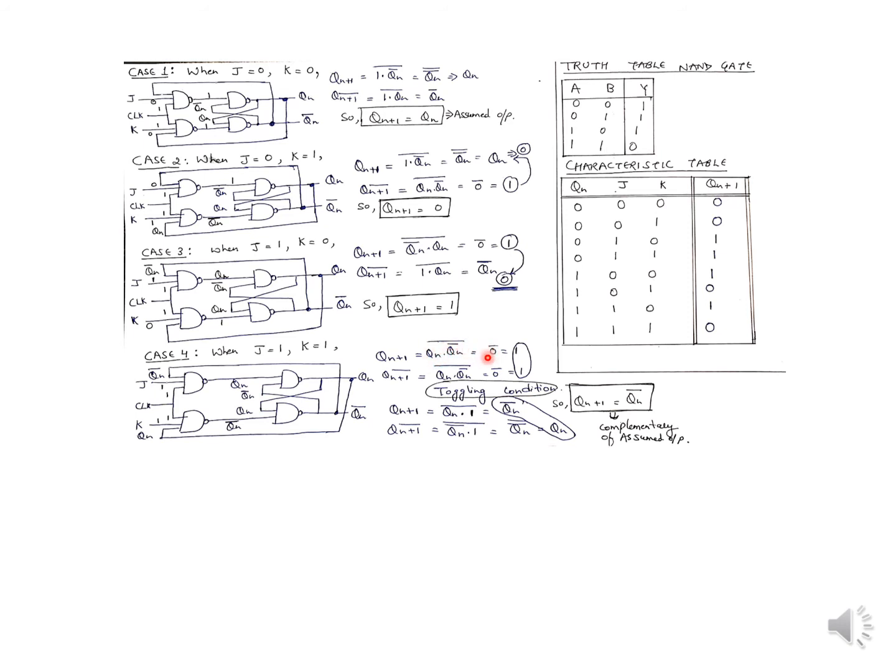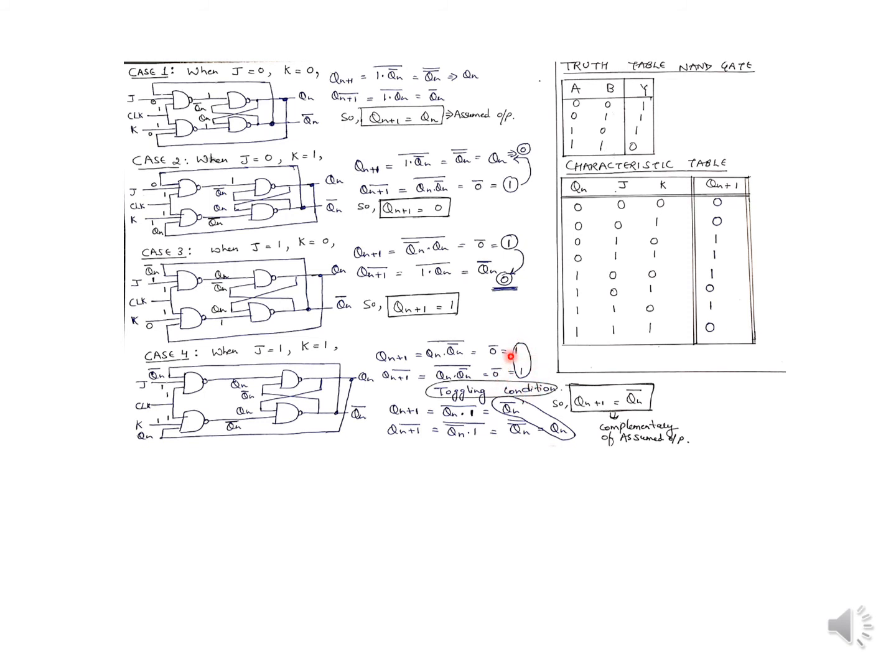That means it is 0 bar. That means it is equal to 1. Qn plus 1 bar will be Qn into Qn bar, Qn into Qn bar whole bar. That means this is 0 complement, output equals to 1. So basically the outputs are both 1. So this is the toggling condition.